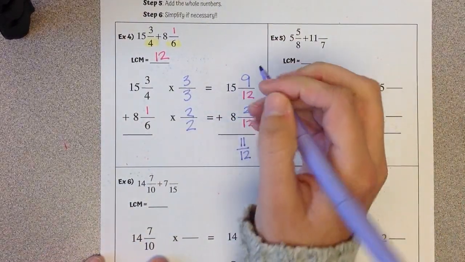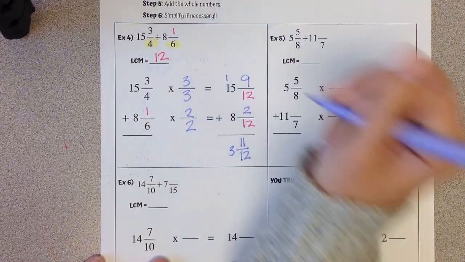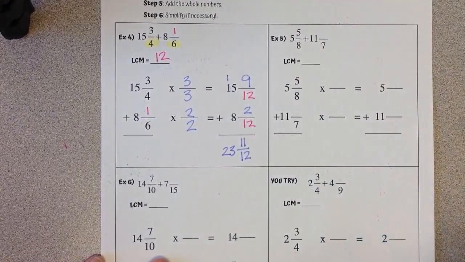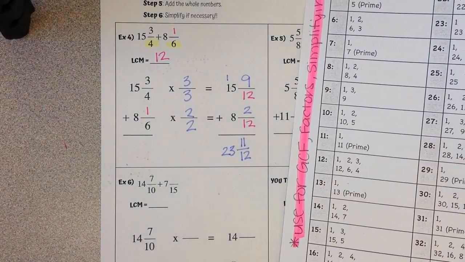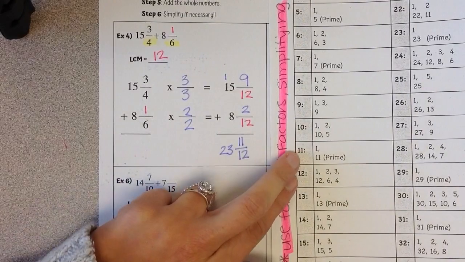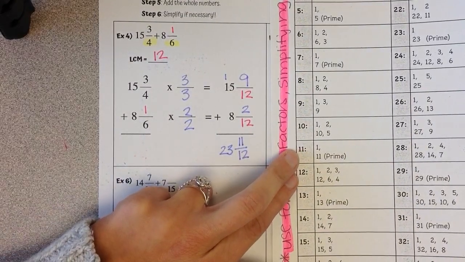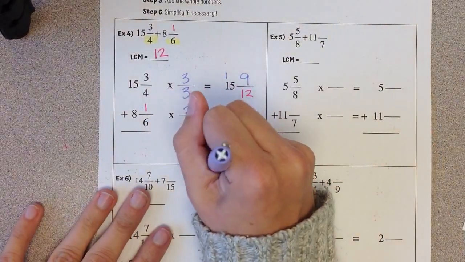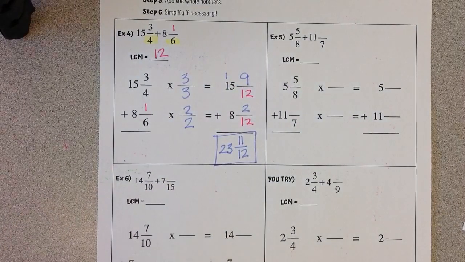15 plus 8, well 5 plus 8 is 13, carry the 1, 1 plus 1 is 2. And then when I'm double checking to see if it simplifies, I'm just looking at the fractional part, 11 and 12. The only number they both divide by is 1, so I can keep it as 11/12, so our answer is 23 and 11/12.